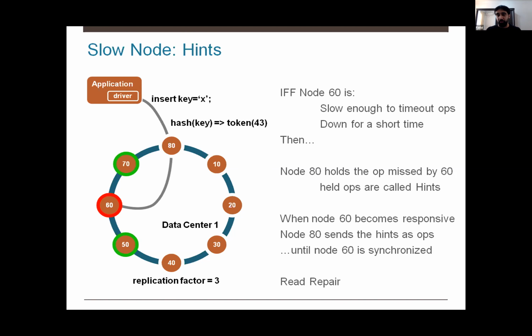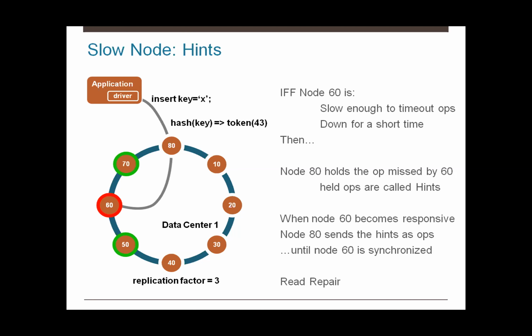And then later on, when 60 comes back, it will stream that hint from itself to node 60, which was down at the moment of the write. So this technique is known as hinted handoff. It holds hints just because the node to which it was supposed to write was unavailable at the time of the write. Then when the node comes back, the data from the coordinator node in the form of hints is streamed to that node, which was down a few minutes ago.